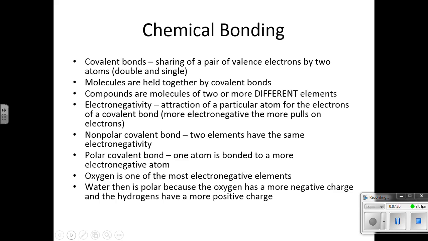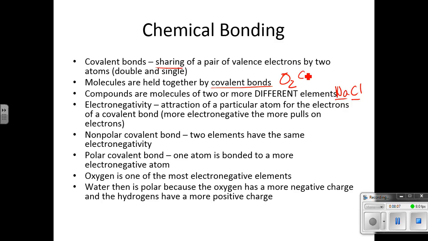Bonding. Covalent bonds are the sharing of a pair of valence electrons by two atoms. They can either be a double bond or a single bond. Molecules are often held together by covalent bonds. Compounds are molecules of two or more different elements, as we talked about earlier, so NaCl, because there's two different elements there. A molecule is anything held together by bonds, so like O2, but the atoms are not different. So there's two oxygens here, but they're still a molecule because they're being held together.